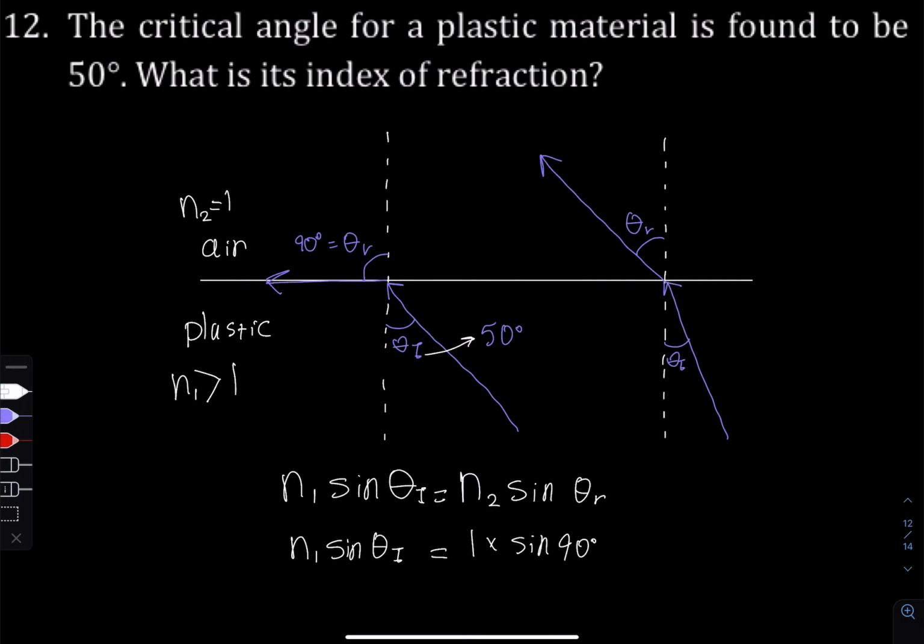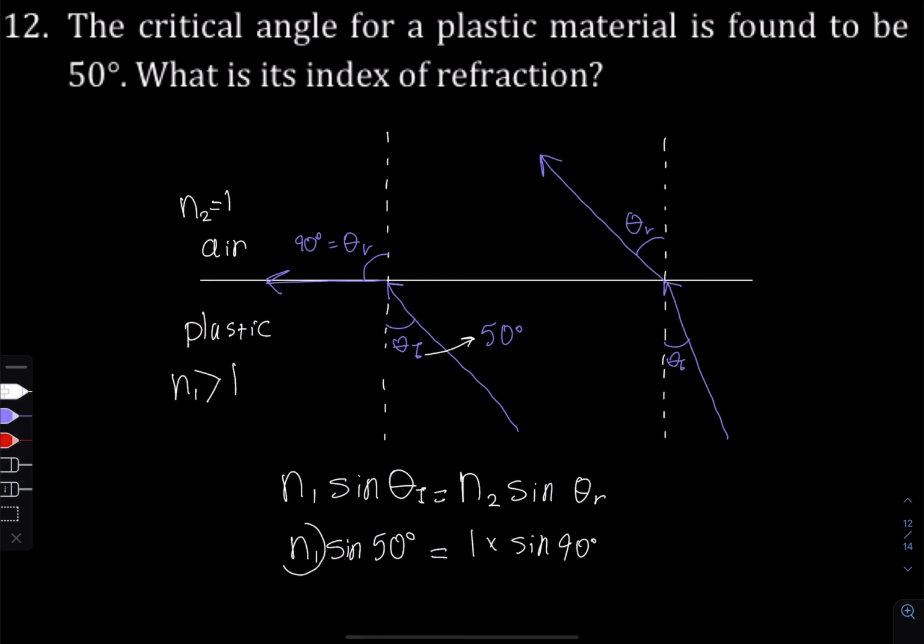So generally for critical angle, assume that the substance outside is air and the substance inside is whatever they're telling you. In this case, plastic. And then assume that the light is actually coming from the plastic into the air for critical angle problems. So this is actually 50.